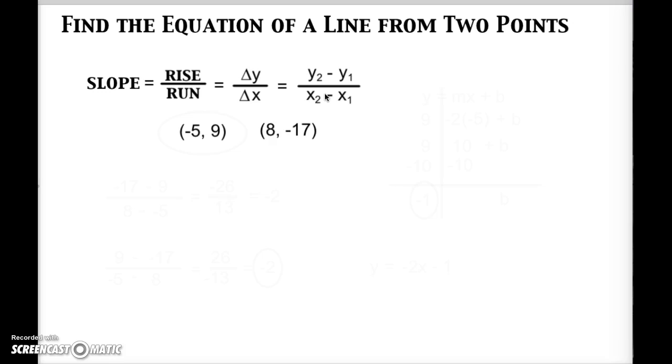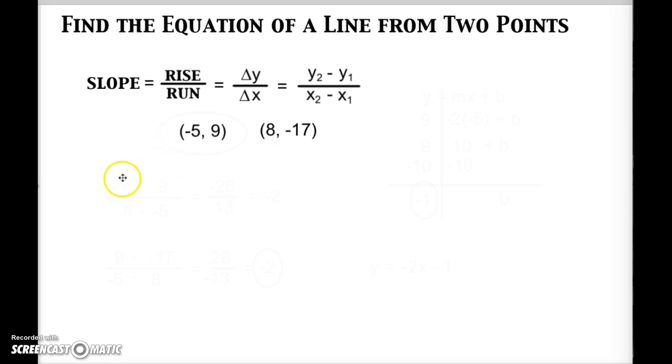Let me show you what I mean when I find the equation of the line between the points (-5, 9) and (8, -17). Now the first thing I have to do, and the reason why I have this equation up here, is because I'm going to show you how I can use that to find the slope. So the first thing I have to do when I do this problem is to find the slope between these 2 points. The way I do that is I take one y value and subtract the other y value, and then divide that by that first x value subtract the second x value.